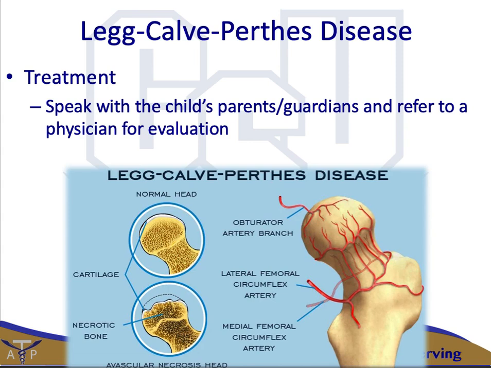Treatment for this: because they are adolescents and underage, we want to speak with the child's parents and refer them to a physician for evaluation. Really, there are two options: a non-surgical approach where there's a lot of rest, and a surgical approach as well. Read more about that in the textbook. But if you're working with children and they start to have hip pain and you don't know what else it could be, it may be this, so your number one job is to refer them to a physician.